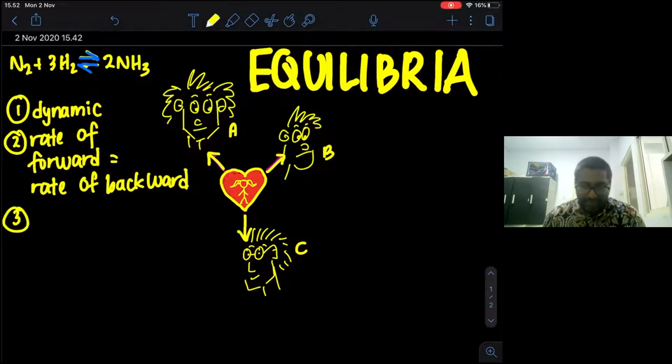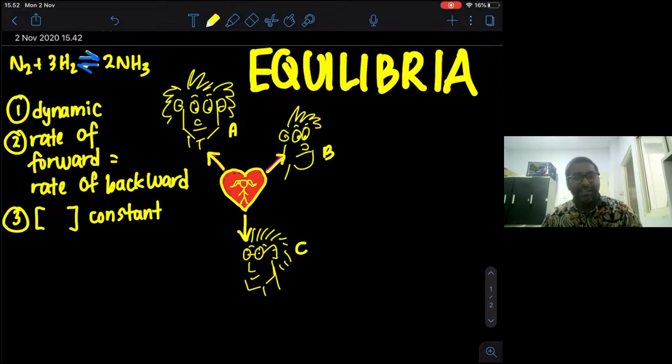Okay, number three is that once they achieve equilibrium, the concentration of the reactants and the products is going to be constant. Constant doesn't mean the same, but it doesn't change. Like for example, the affection of A towards the girl, the affection of B towards that girl, the affection of C towards that girl, even after so long, 3 years, 30 years, is still going to be the same. It's still going to be constant.